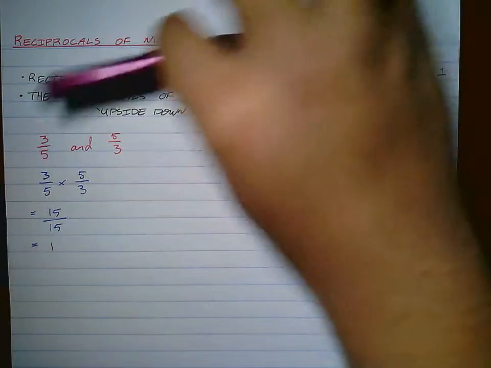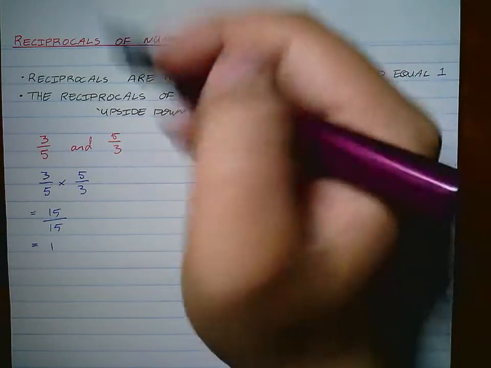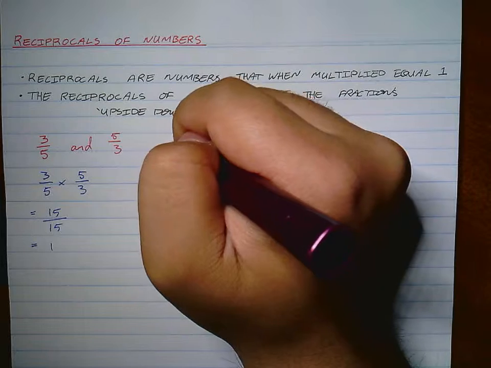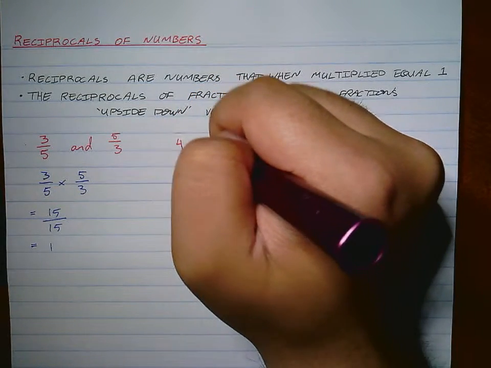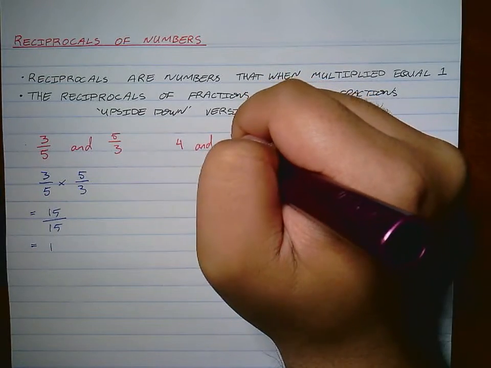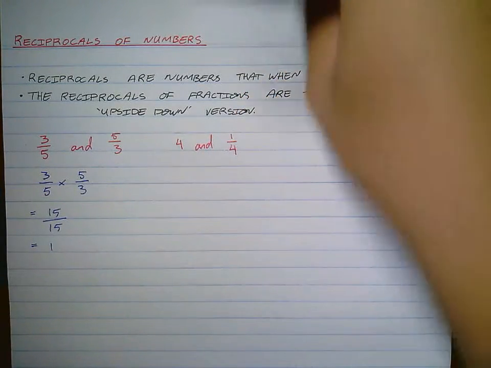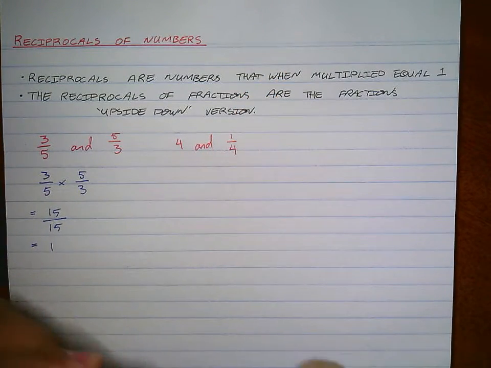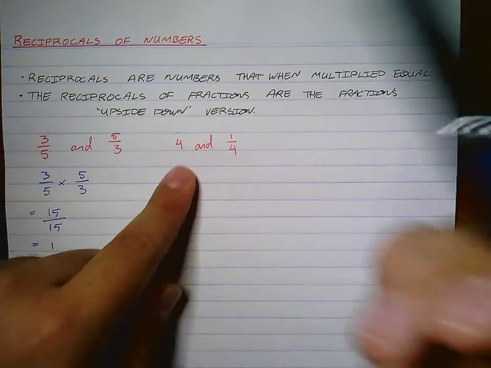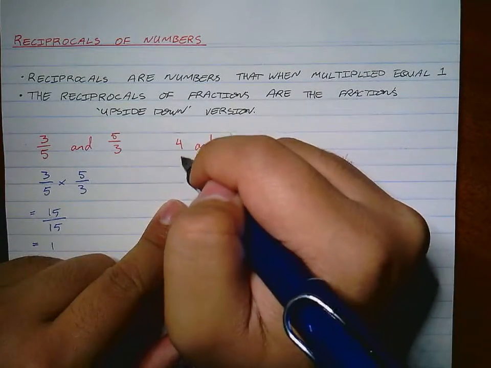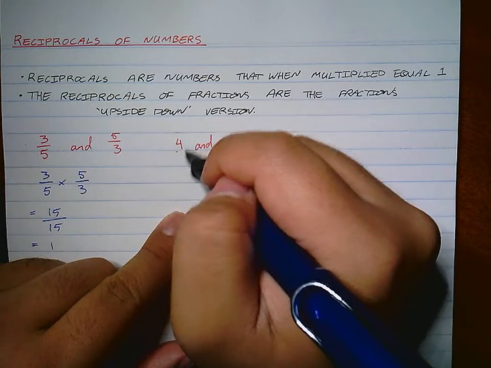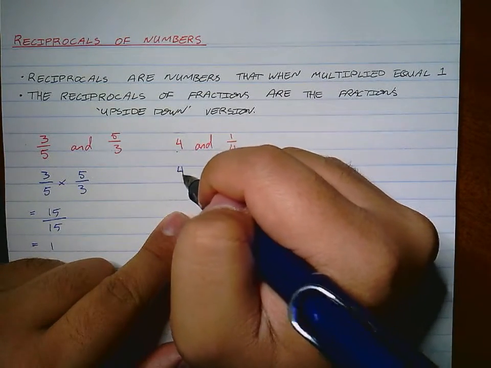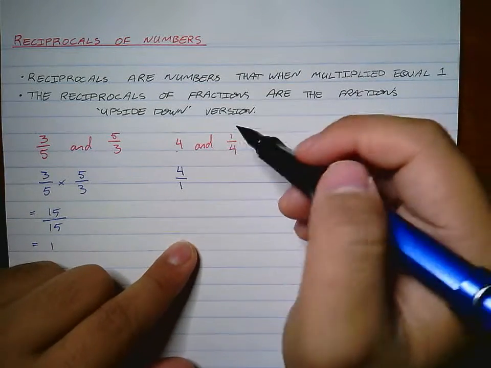Let's take a look now at the following examples again. A whole number this time. Let's take a look at 4 and 1/4. In case you don't know, 4 is actually a fraction with a denominator of 1. So this 4 can actually be written as 4/1.